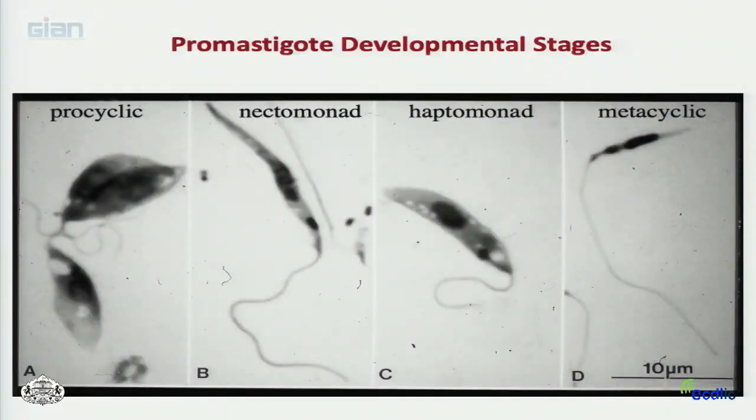This one is not, but transcriptionally it looks more like procyclics, and metacyclics look quite a bit more like amastigotes in tissue. But there are some really interesting transcriptional differences between this form and this form. A lot of them have to do with cell cycle changes because, again, this is a resting form.